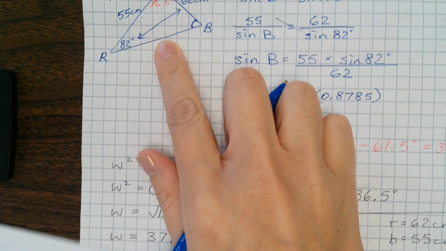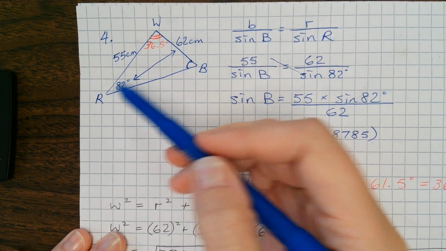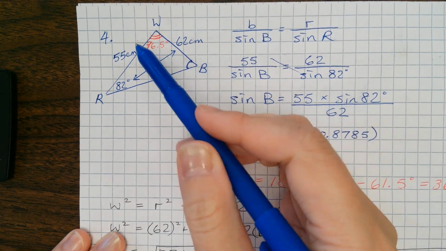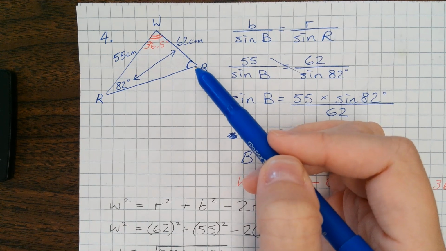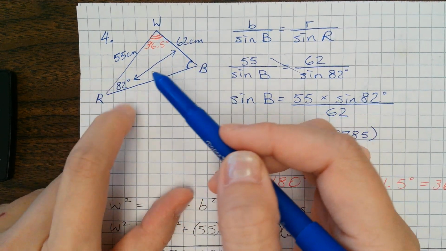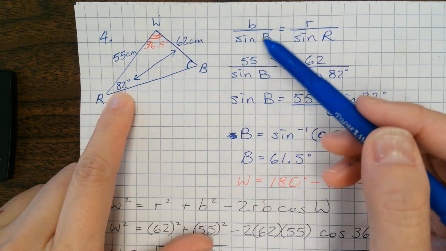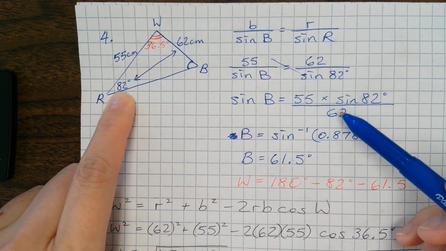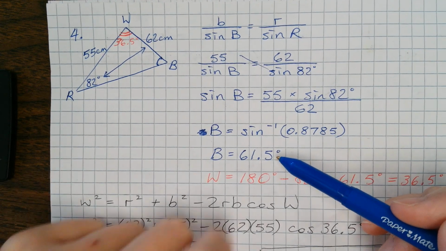Okay, so the diagram that I drew looks something like this: the white ball, the red ball, the blue and the black ball. Okay, so when you put them in a triangle and label them with lengths, you'll see that you are given these two lengths and this angle. So sine law, because you're given this pair. When you set up the B pair with the R pair, cross multiply and divide, you would get 61.5 degrees.